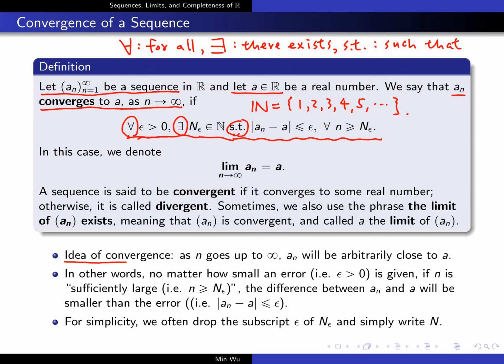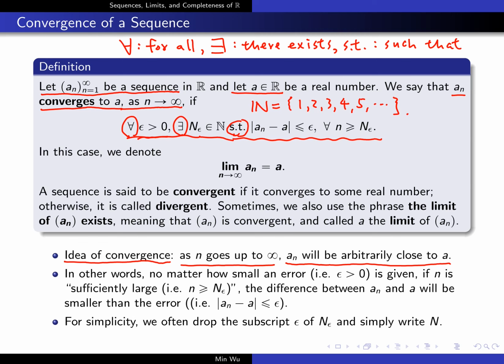So here is the idea of convergence. The idea is this. We want that as n goes up to infinity, the term a_n will be arbitrarily close to the number a. This is what we mean by convergence, right? Intuitively, when n is very large, then a_n should be very close to a. And if n goes up to infinity, then a_n can be arbitrarily close to a. So how do we write this down concretely?